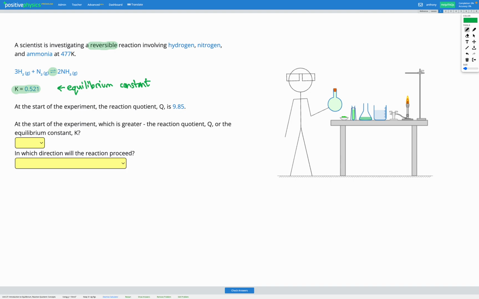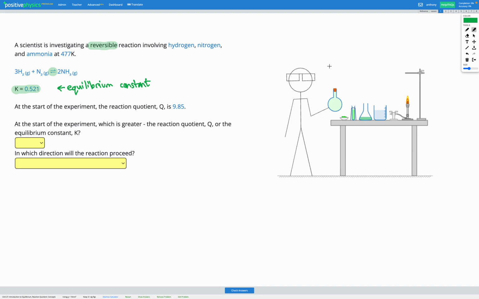Remember, if K is less than 1, that means that reactants are favored at equilibrium. If K is greater than 1, that means that products are favored at equilibrium. So in this question, we've got K as 0.5. So that means reactants are slightly favored at equilibrium since K is slightly less than 1.